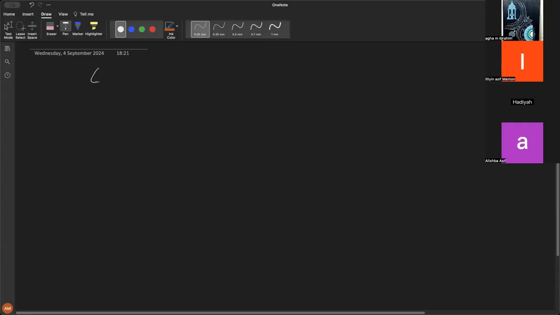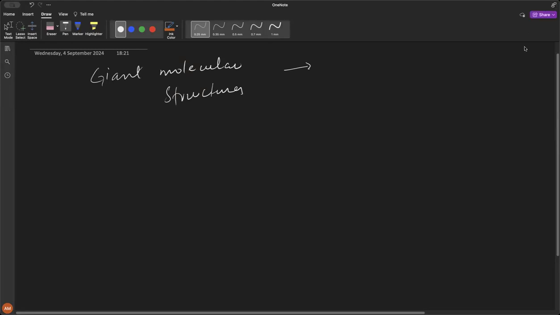Now we're going to be going through giant molecular structures. In giant molecular structures, we actually have to study three of them. We always make a mind map before we go into the topic itself. So what are those three that we have to cover?